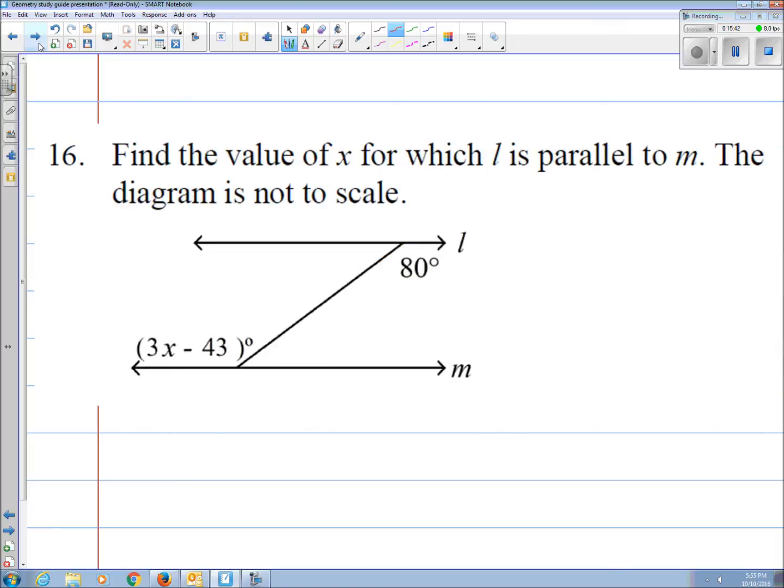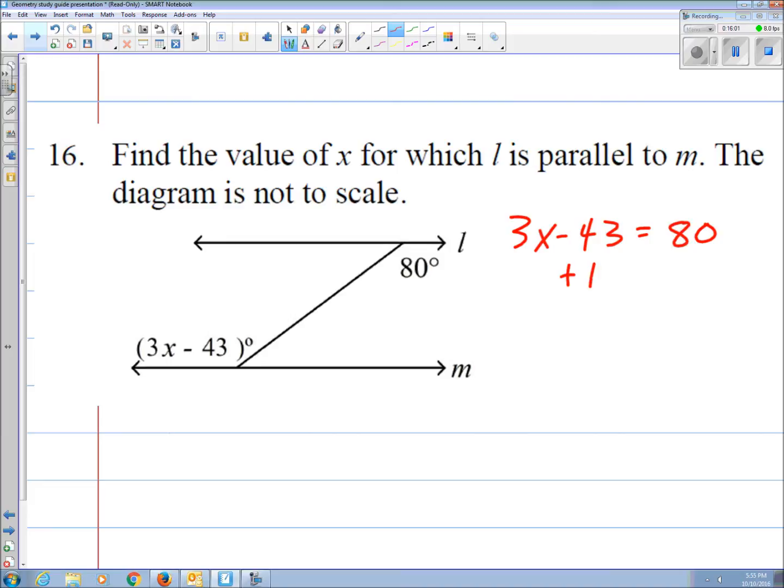Number 16, find the value of x for which L is parallel to M. The diagram is not drawn to scale. If L is parallel to M, then these are alternate interior angles. We know that alternate interior angles are congruent, so their measures got to be equal. So we can say 3x minus 43 is equal to 80.